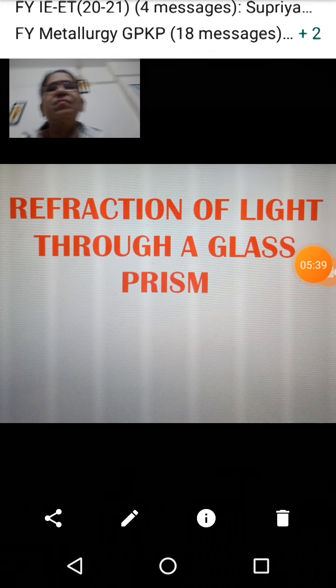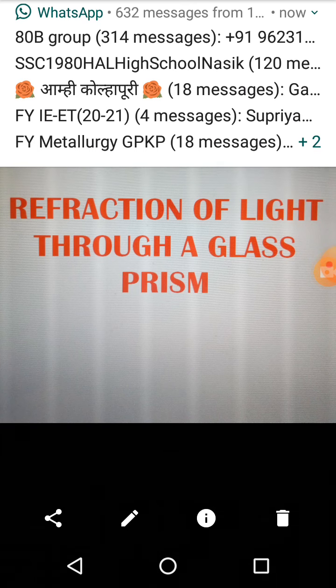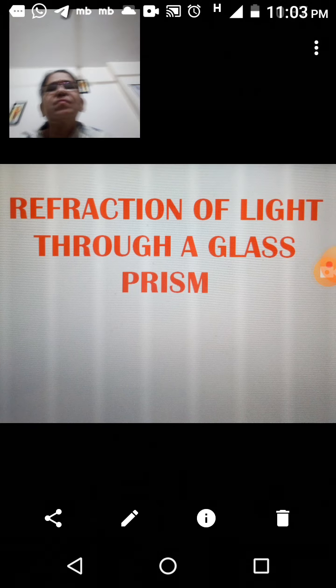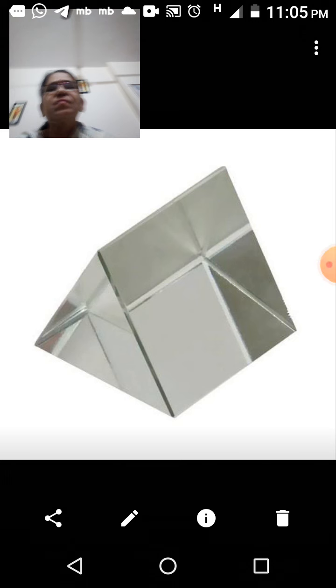Now, after the refraction of light through a glass slab, we shall see the refraction of light through a glass prism. The screen shows a glass prism through which we are going to study the refraction of light.